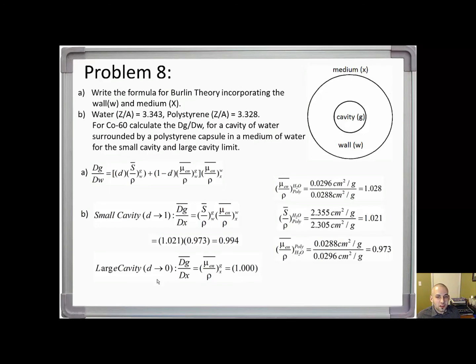What's great about this example is that it shows for a large cavity, when you match the cavity to the medium, when they're the same material, the dose measured in each one is the same. It's equal to 1.